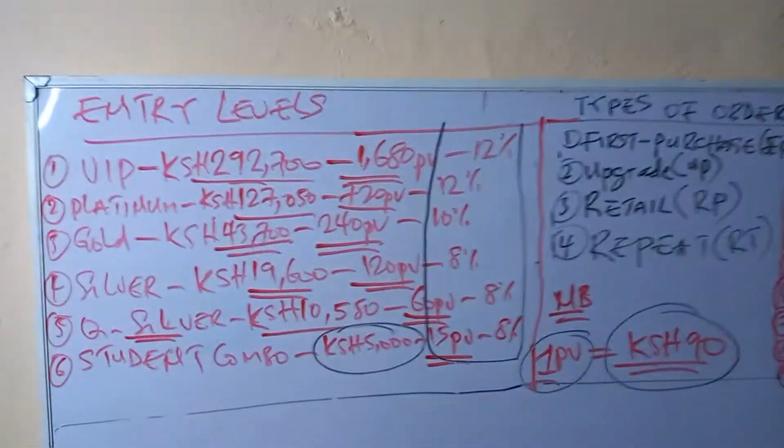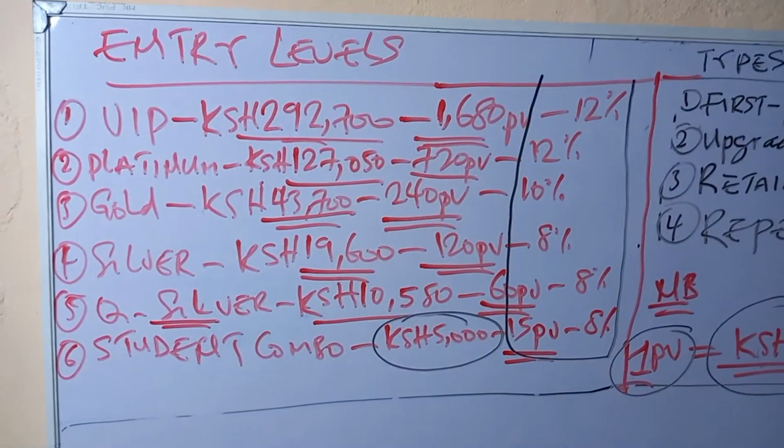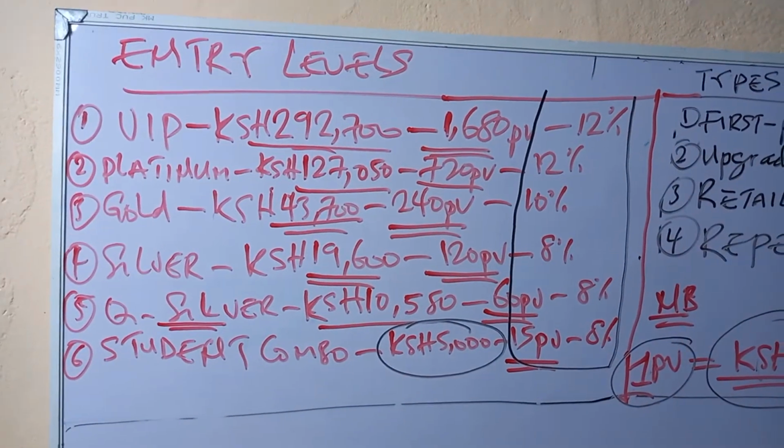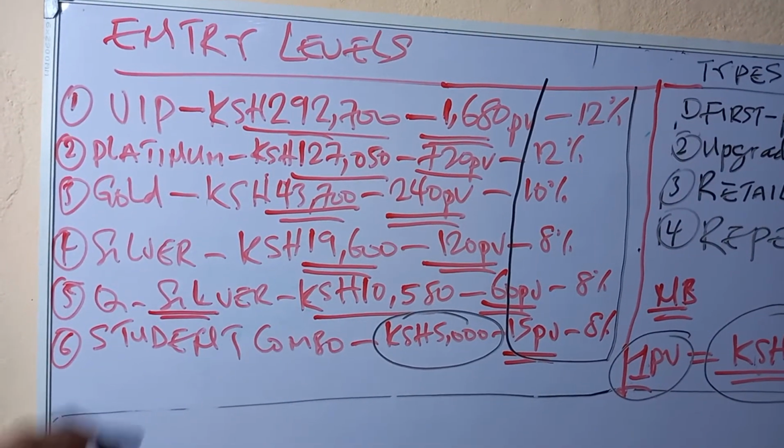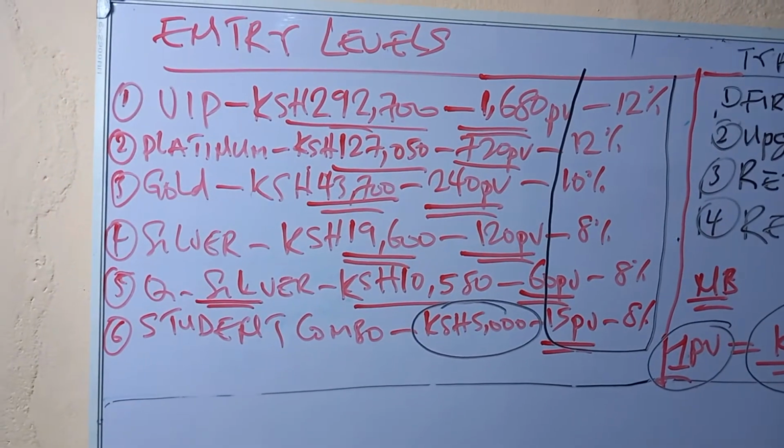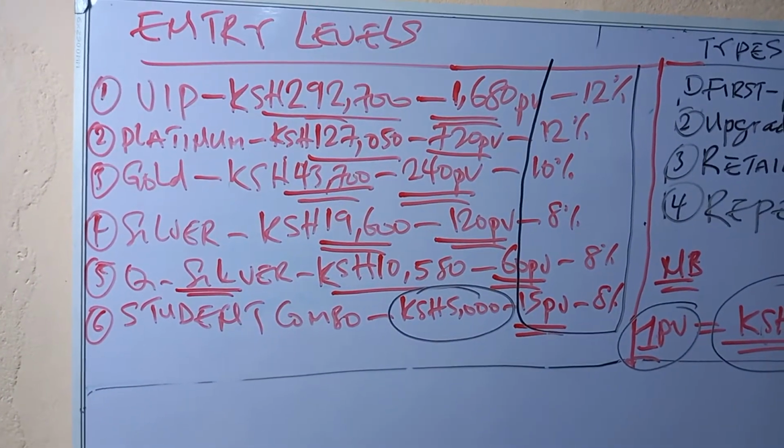Only the student combo, you cannot select. The packages are prefixed, meaning that you cannot select what comes in the combo. But the other ones, you can select the products you need.